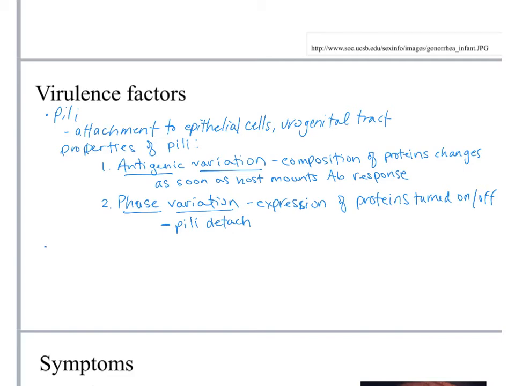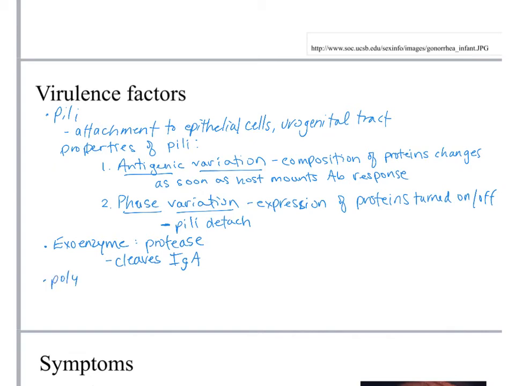Let's see, what else? One particular exoenzyme, we'll just call it protease. So a protease is, again, an enzyme that acts to break down proteins. In particular, what it does is cleave immunoglobulin A, IgA. And if you remember what's special about IgA, it's the dominant isotype of antibody that we have on our mucosal surfaces. So that's where the Neisseria gonorrhoeae is trying to attach.